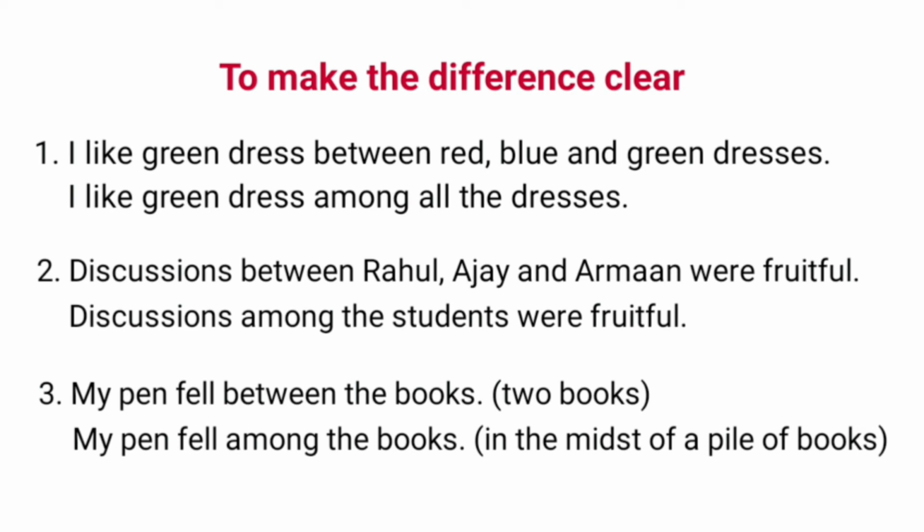Number 1. I like green dress between red, blue and green dresses. I like green dress among all the dresses. In the first sentence, red, blue and green dresses are clearly separate, so between is used. In the second sentence, all the dresses is a group, so we have used among.